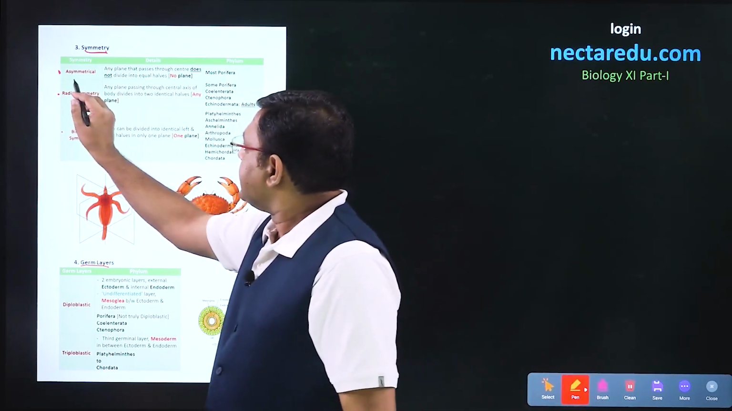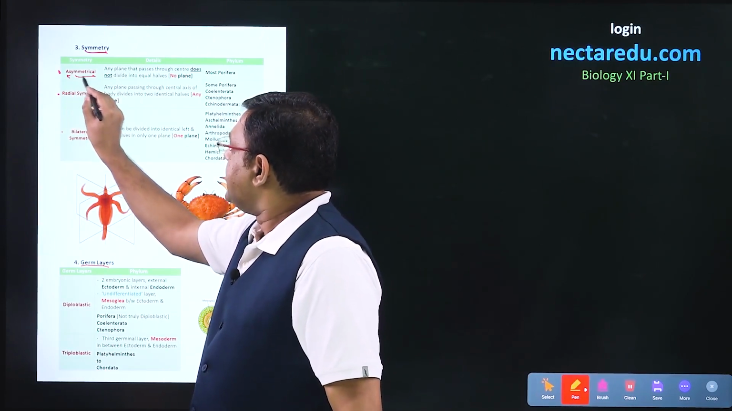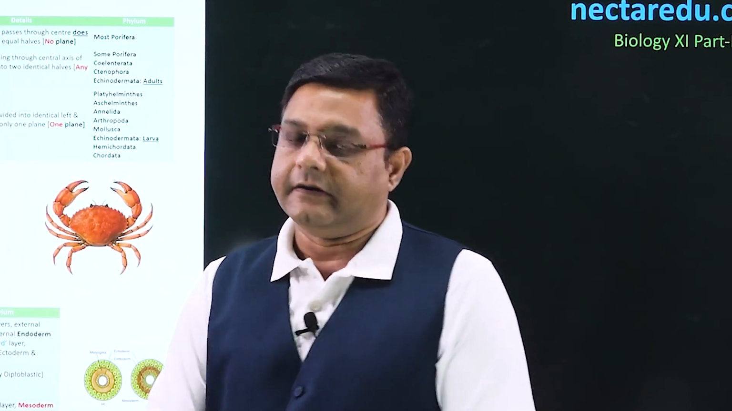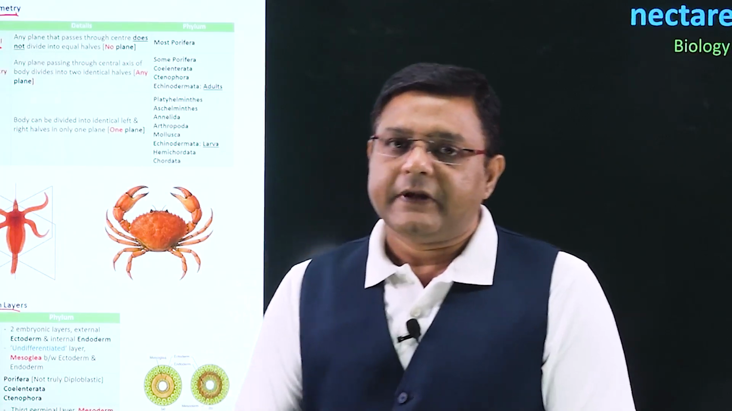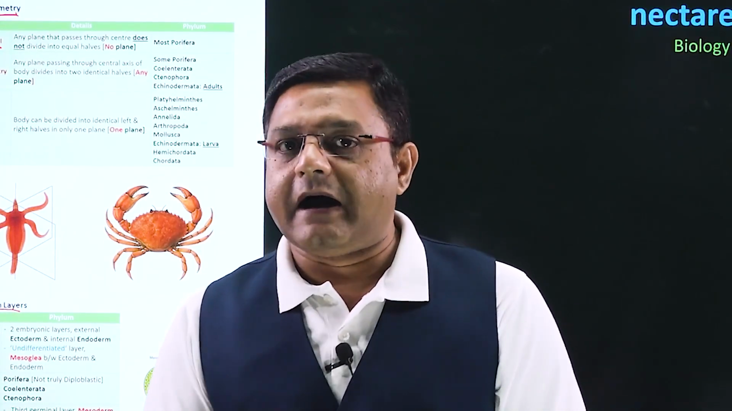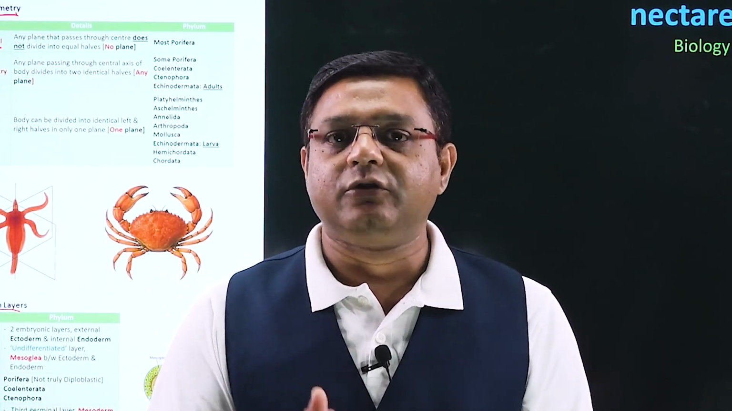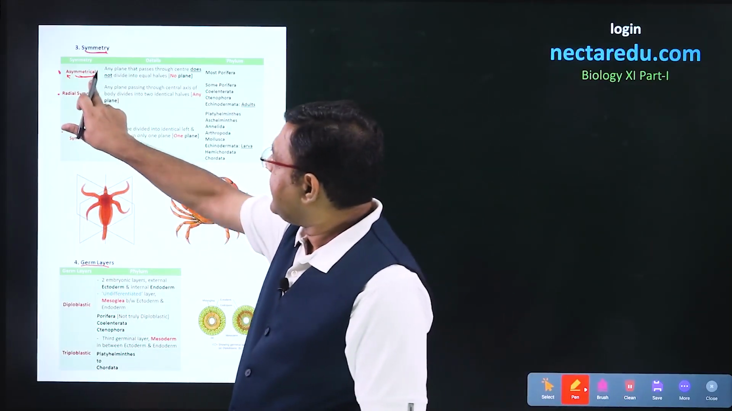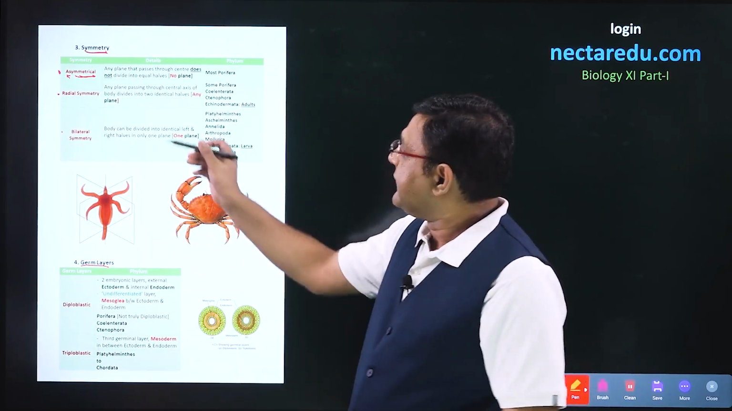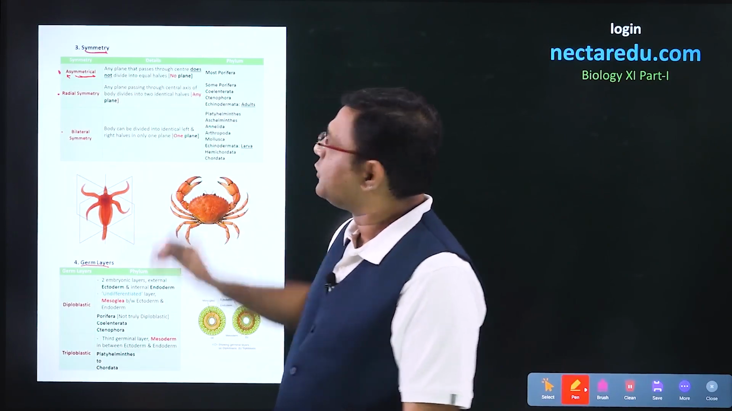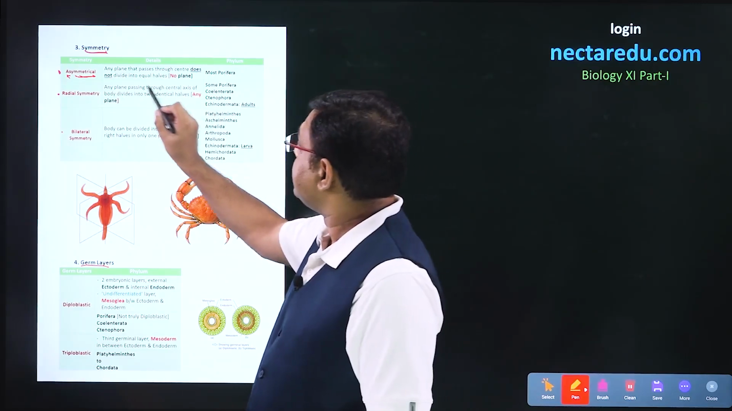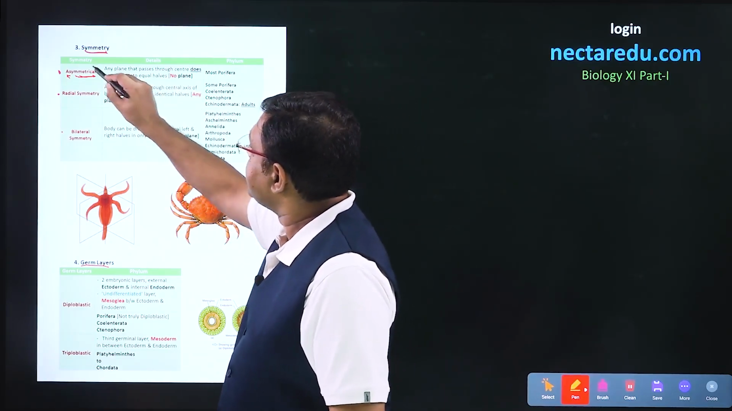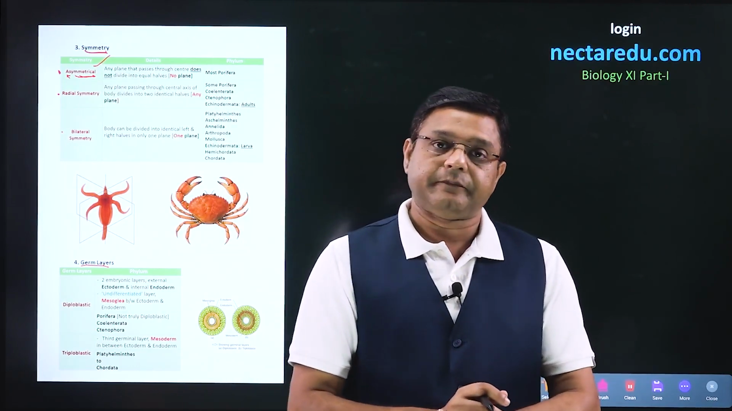Now, in the first, asymmetrical, A means absent. So, if no symmetry is present, then we call it an asymmetrical condition. If any plane or line which passes through the center divides it into two equal parts, a right half and a left half, then we say that symmetry is present. In the case of asymmetry, there will be no symmetry. So, any plane which passes through the center will never divide it into two equal halves. This condition is called asymmetry.